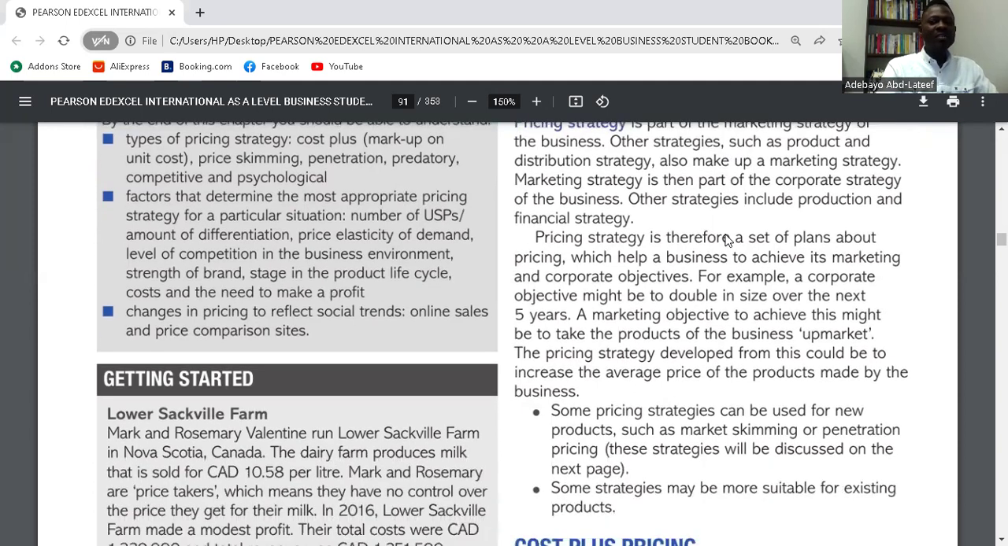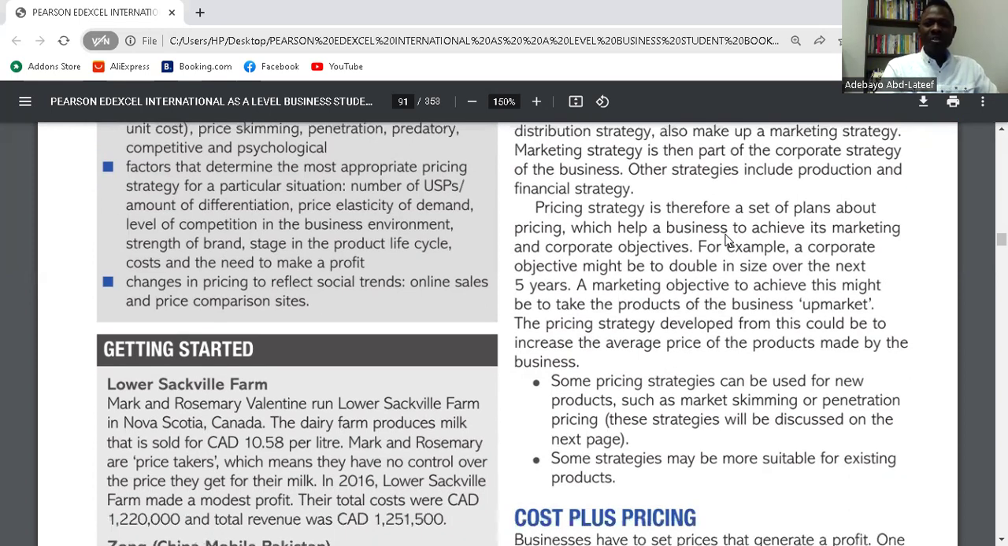The pricing strategy developed from this could be to increase the average price of the product made by the business. Some pricing strategies can be used for new products, such as market skimming or penetration pricing. Some strategies may be more suitable for existing products. So there are different approaches to price.